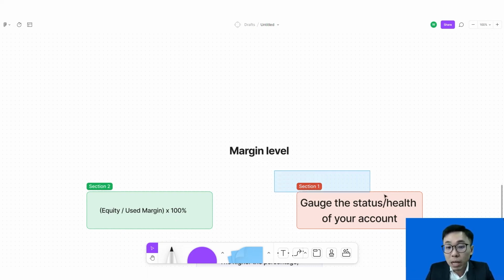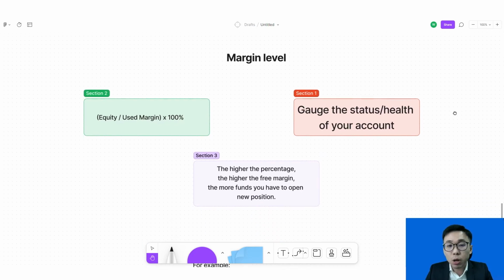Now, the second implication of margin level is that it actually helps you to gauge the status or the sort of health of your account. Why do I say that? It's because as margin level goes higher, this will also means that you have more free margin. And when you have more free margin, this will also mean that you could open even more new position. And indirectly, when you have more free margin, it will also explains that your account is at a healthy state to sustain any losses from your floating positions. So this is margin level.